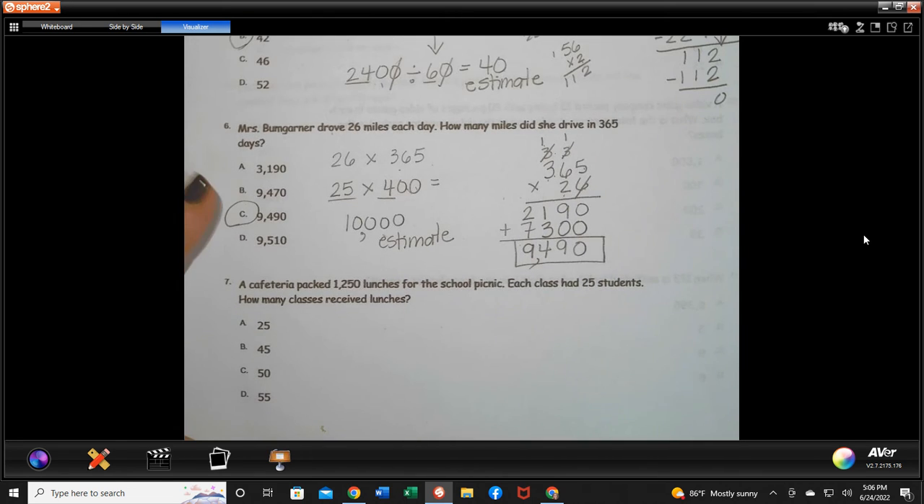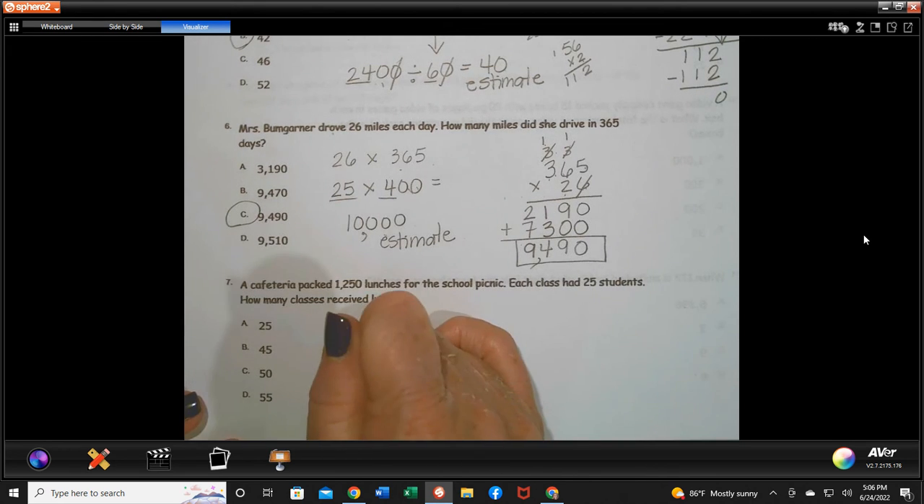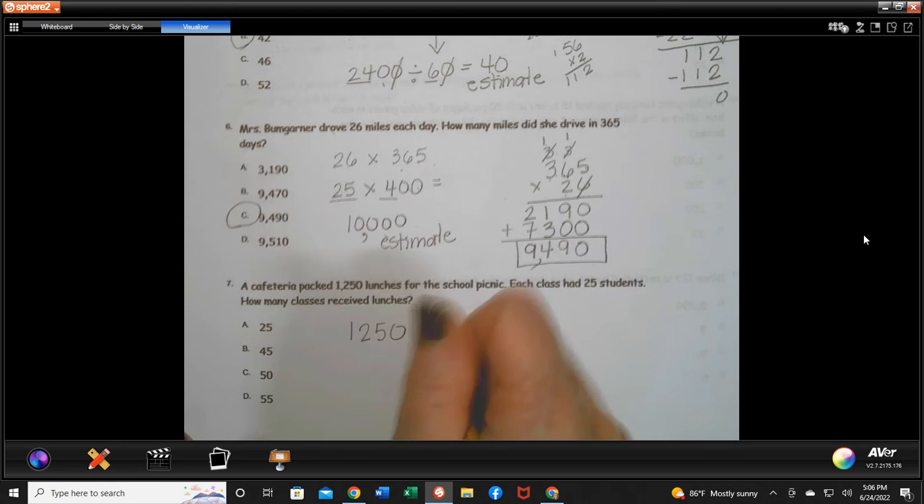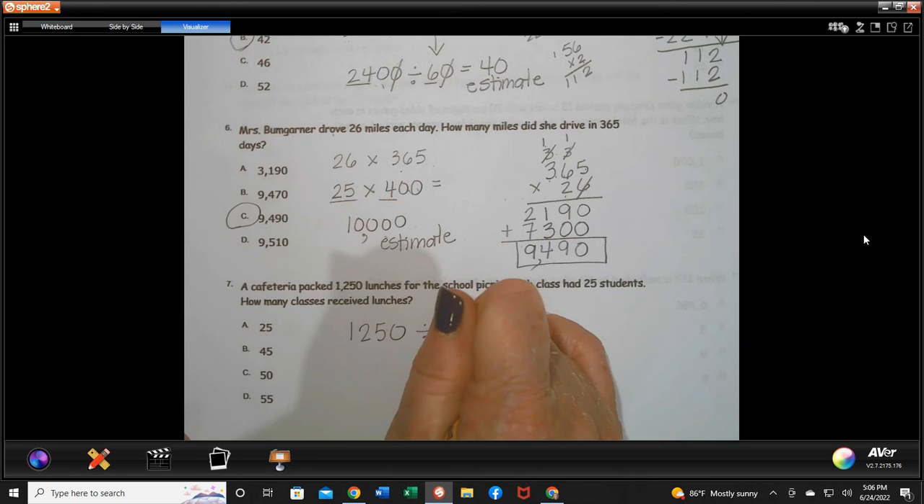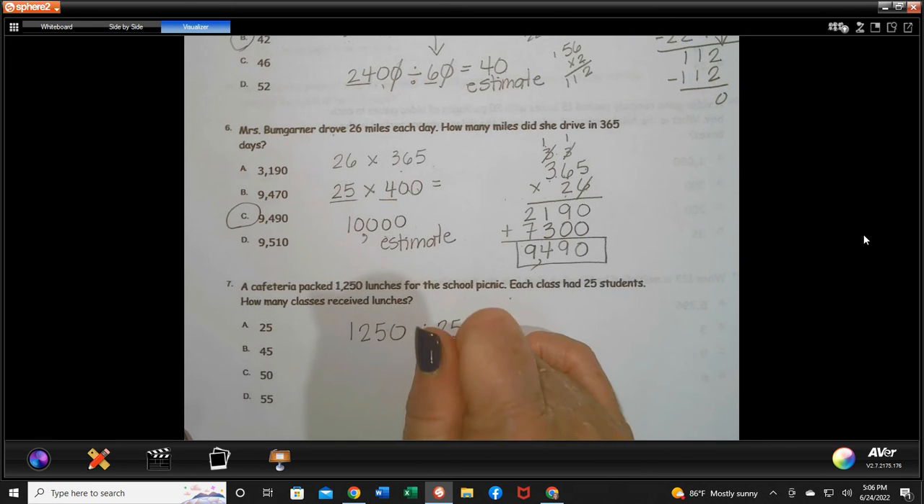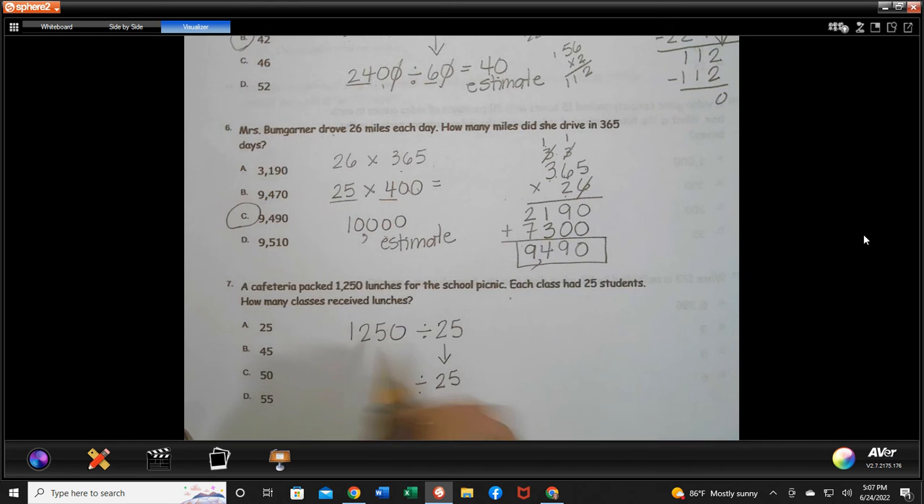Number 7. A cafeteria packed 1,250 lunches for the school picnic. Each class had 25 students. How many classes received lunches? So I know the big grand total of lunches packed for the whole school was 1,250. If I divide it into groups of 25, that's going to tell me how many classes there were. So I'm going to work with, I'll leave this 25.